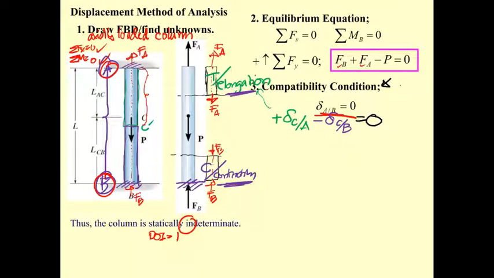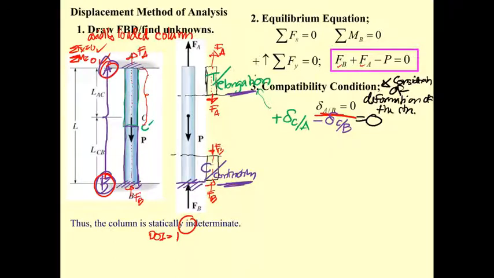This compatibility condition is based upon the consideration of deformation of the structure. So we consider the deformation of the structure, and we have the compatibility condition. The structure is supposed to be compatible, based on this.